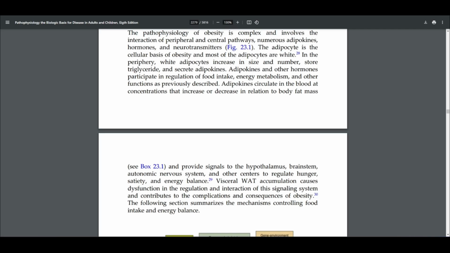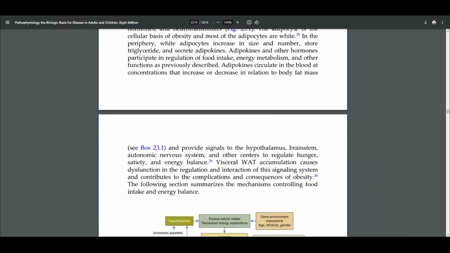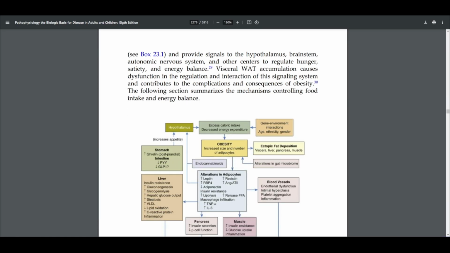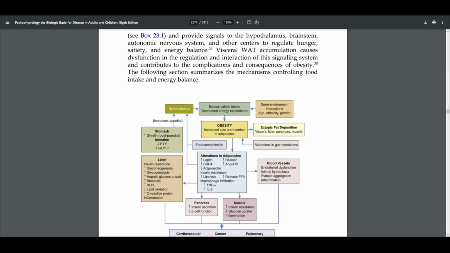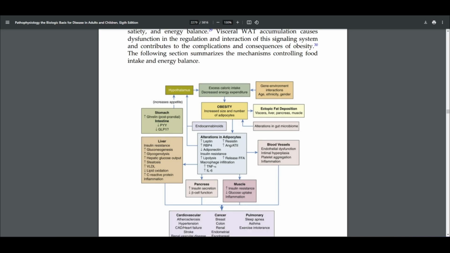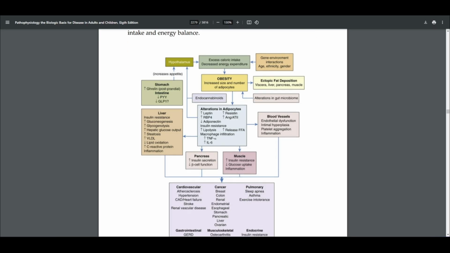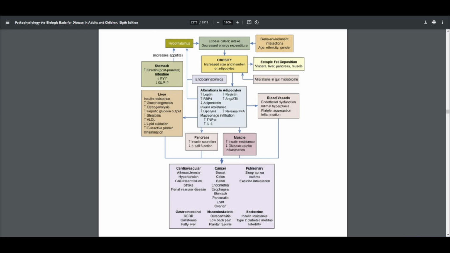Adipokines circulate in the blood at concentrations that increase or decrease in relation to body fat mass, and signal to the hypothalamus, brainstem, autonomic nervous system, and other centers to regulate hunger, satiety, and energy balance. As visceral fat accumulates, it causes dysfunction in the regulation and interaction of the signaling system, and contributes to the complications and consequences of obesity. The following section summarizes the mechanism controlling food intake and energy balance. I'll leave this up for just a moment. You can take a look at it, and then we'll keep going.